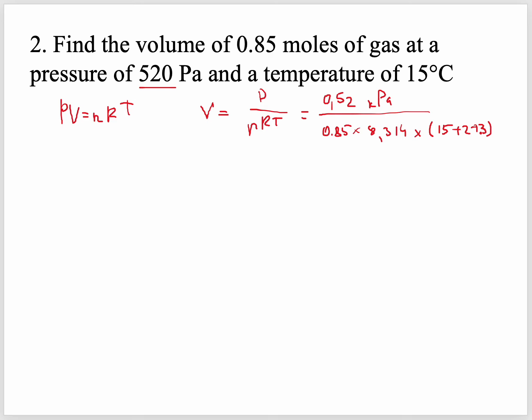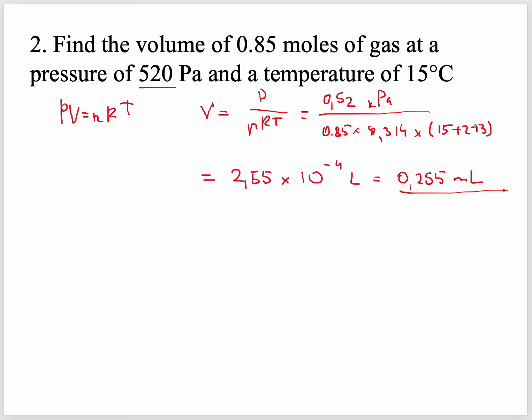Let me calculate. 273 plus 15 is 288. Here we get a very small number, which is 2.55 times 10 to the power of minus 4 liters. If we multiply by 1000, we get 0.255 milliliters.